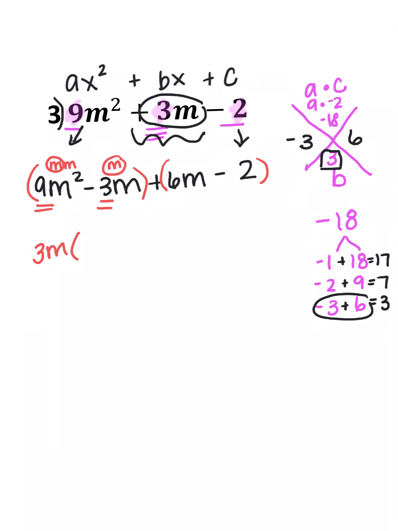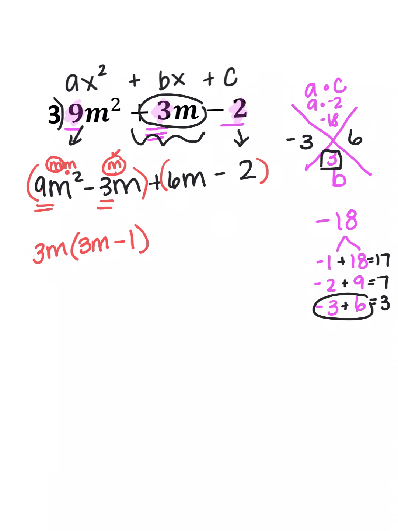So when I write what's left, 9 divided by 3 is 3. We had 2 m's, but we factored 1 out, so I'm just left with 1 m. In my next term, 3 divided by 3 is 1. And I had this m, but I factored it out. So in parentheses, we have 3m minus 1.